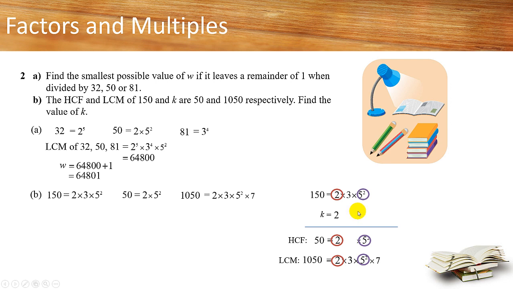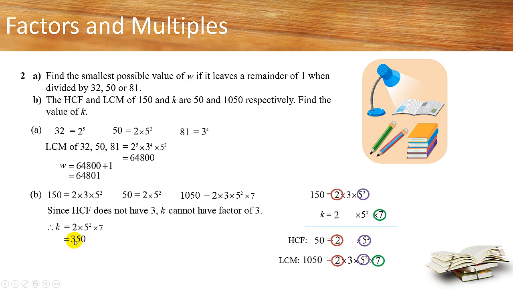Let's look at 5 squared. There's a 5 squared and 5 squared and 5 squared. So obviously K must also have a 5 squared here. And now for the 7. There's a 7 here. So do you think you need a 7 here? Yes, you do, because for LCM, you take the higher number between the two of them. Since the LCM has 7, K also must have 7. Once again, since the HCF does not have 3, K will not have a factor of 3. So the answer for K will be 2 times 5 squared times 7, which is equal to 350.